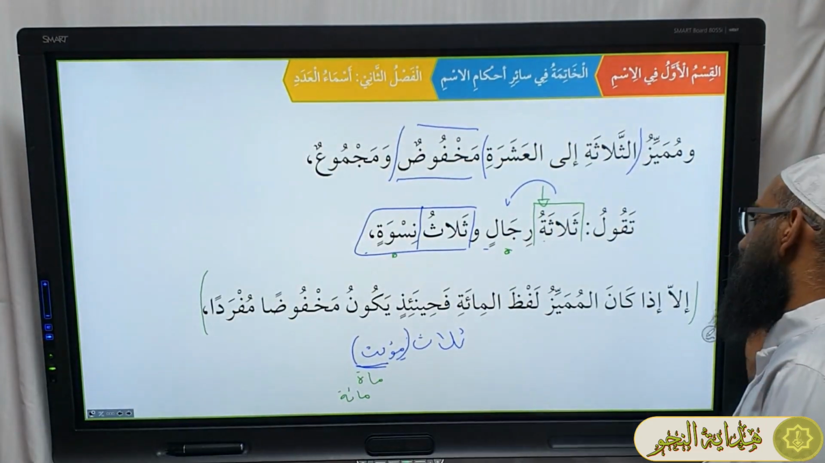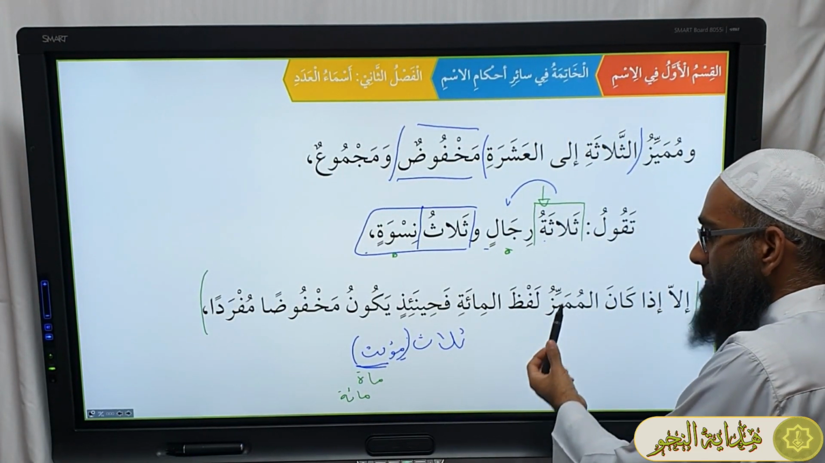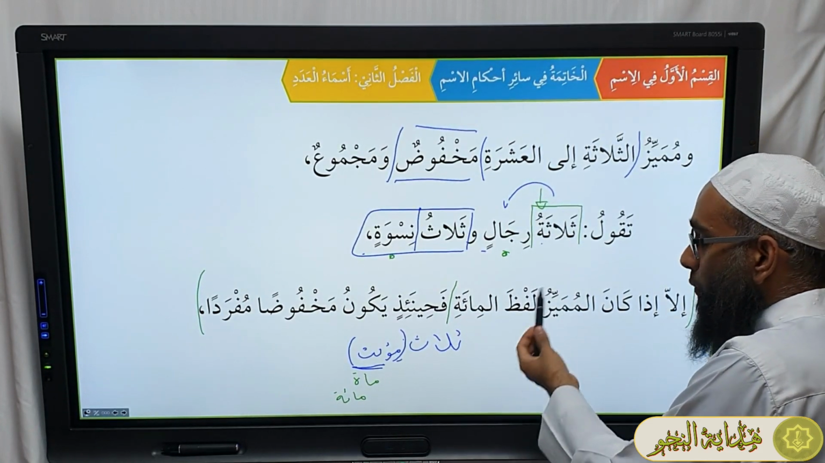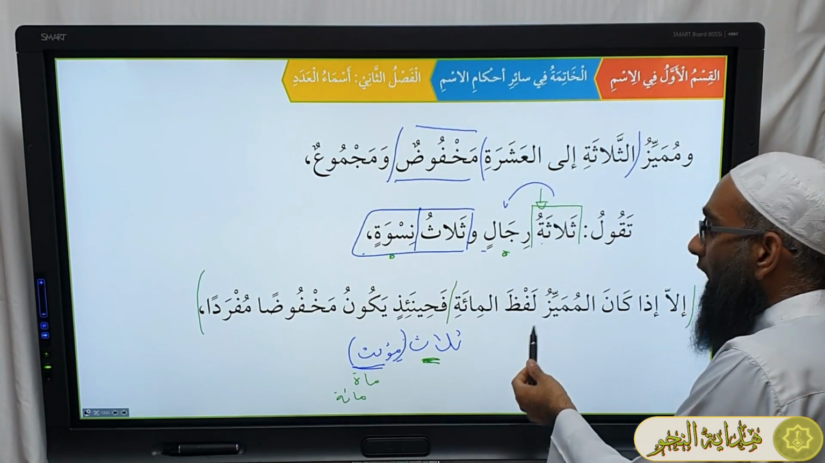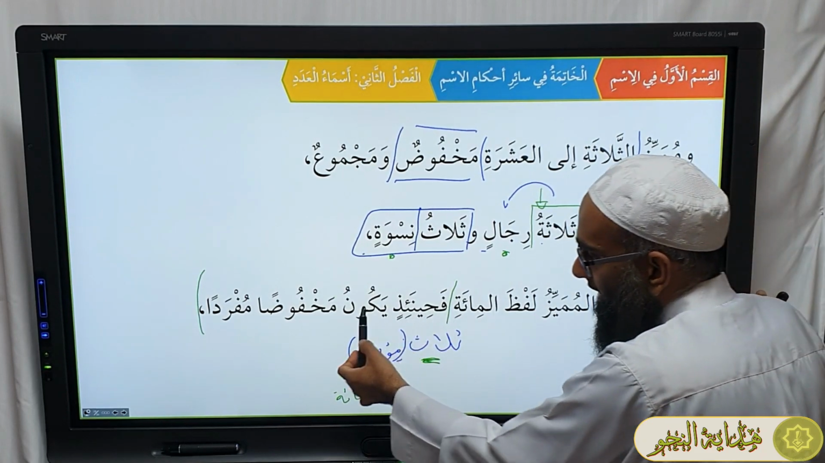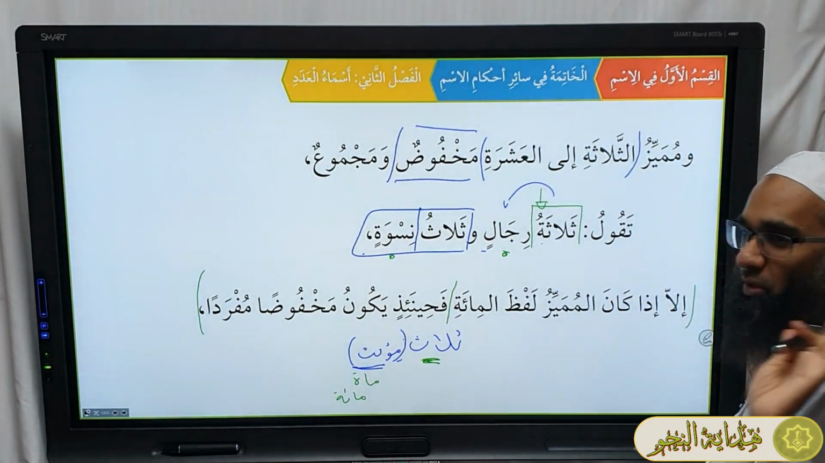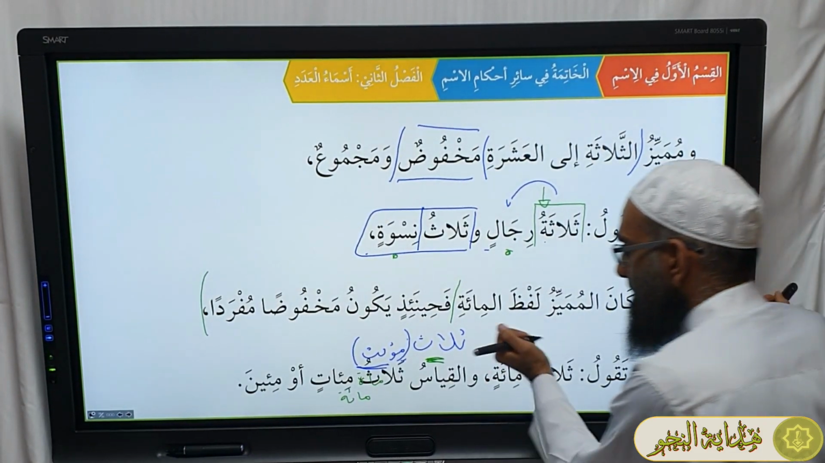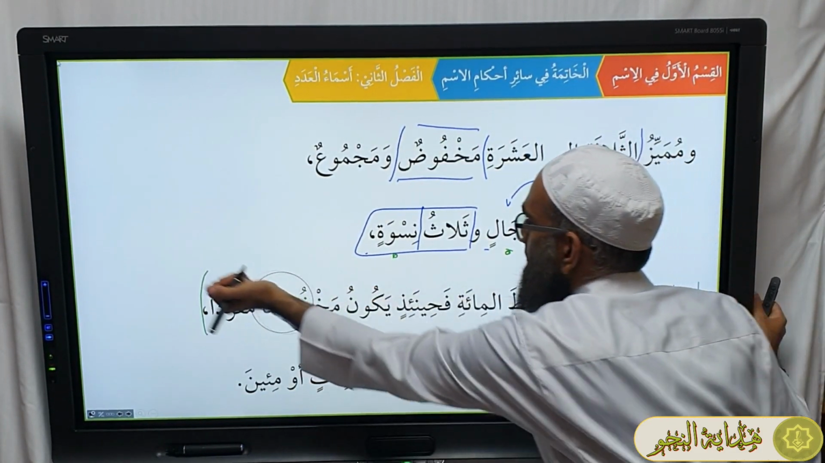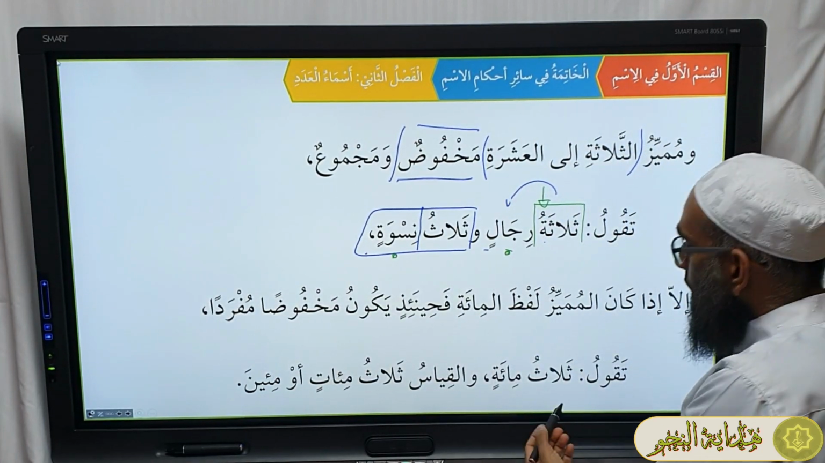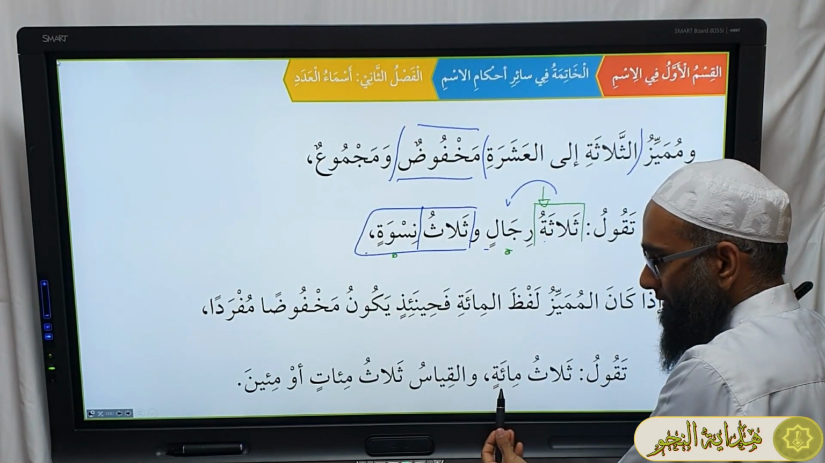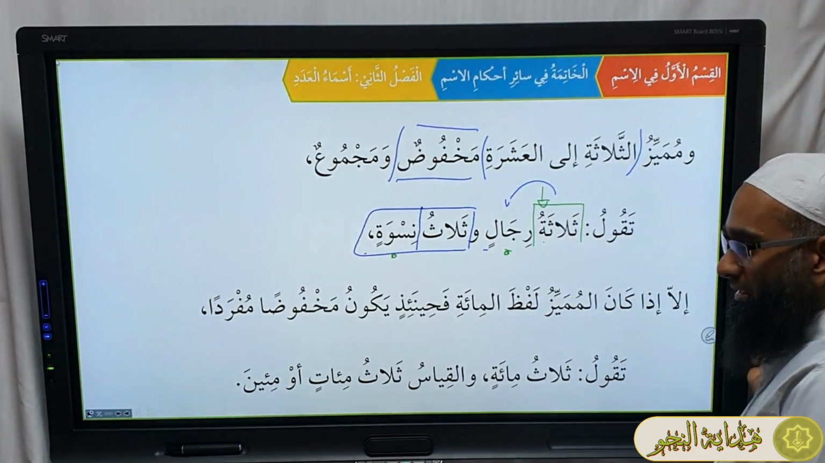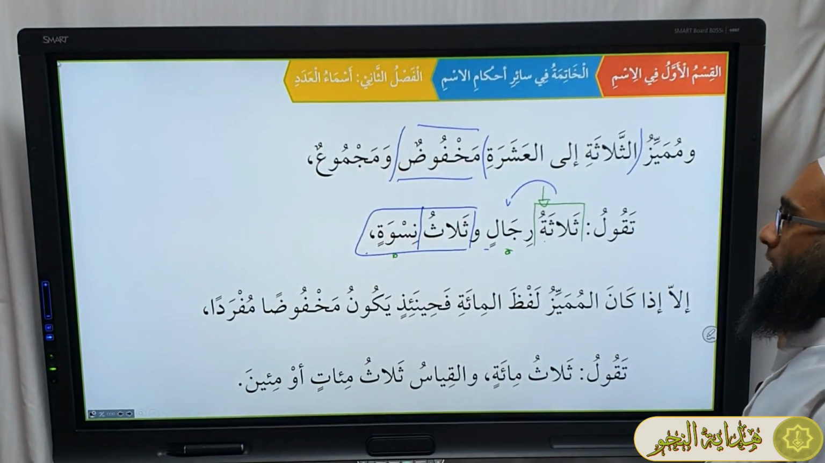إلا إذا كان المميز لفظ المئة. Unless the number, i.e. the word after the number, the thing being counted, is 100. فَحِينَئِذٍ يَكُونُ مَخْفُوضًا مُفْرَدًا. So the word 100 is an exemption. Okay? Yes? Okay? تقول ثلاثمئة, not ثلاثمئات. والقياس ثلاثمئات أو ثلاثمآت. But this word mi'a is an exemption. Okay?